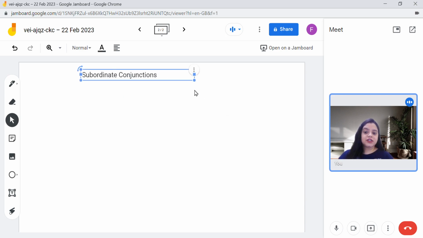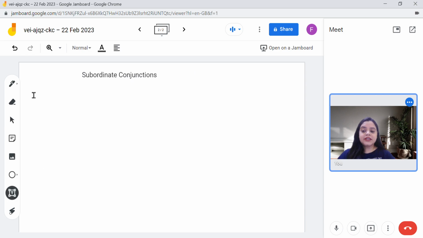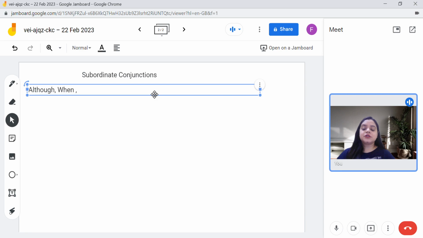Subordinate conjunctions. Trust me, by this time you might feel there is a bombardment of grammatical terms and ideas. But once you understand the very basics, it will be much easier for you to frame such sentences. So hold on. Any which way, subordinate conjunctions. What are these? Like I have shown you certain examples, like although and when. Actually, the list is huge.